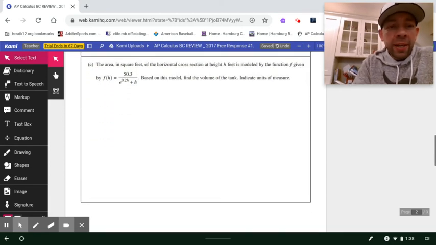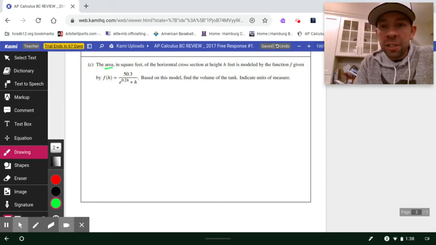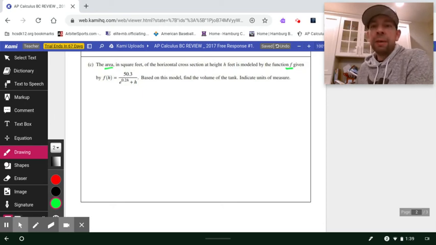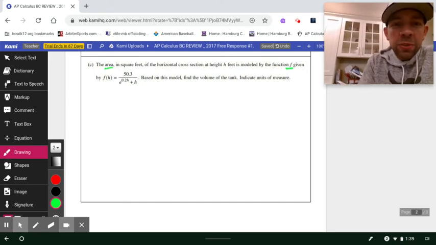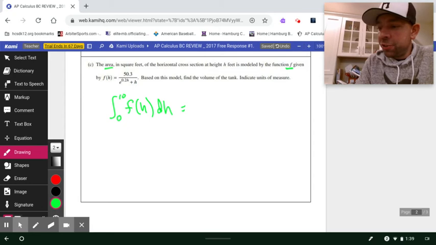So they said, okay, now consider the area of those horizontal cross sections to be modeled by function f. So we're done with the table, and we're replacing it with this function f of h. Based on this model, find the volume of the tank. So now we're still integrating from 0 to 10. But now we're integrating the function f of h with respect to h. And again, this is just pumping it straight into the calculator.